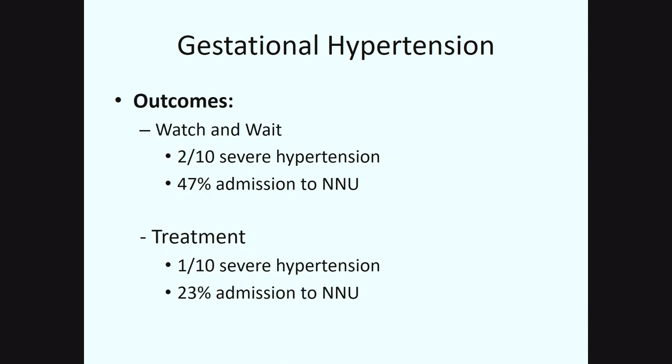And about the outcomes, I told you about two options. One is watch and wait if the pressure is 140/90, and the other one is treatment. If you are delaying treatment, or watch and wait, 2 in 10 pregnant mothers might go into severe hypertension, and 47% have admissions to the NNU, neonatal units. And if you are treating, 1 in 10 pregnant mothers go into severe hypertension and 23% have admissions to the neonatal units.